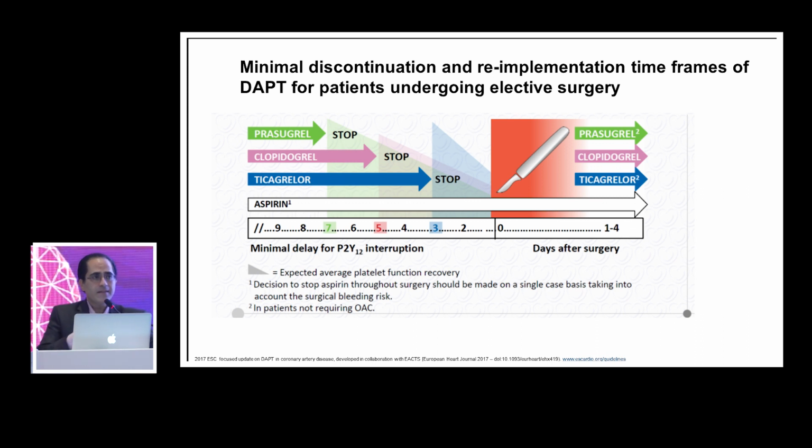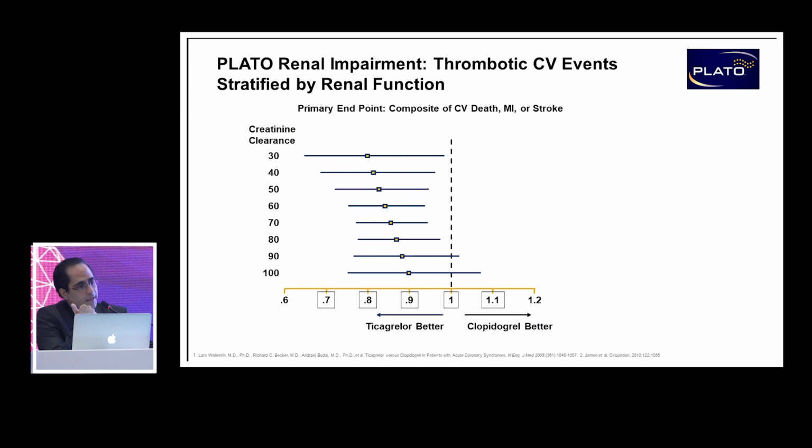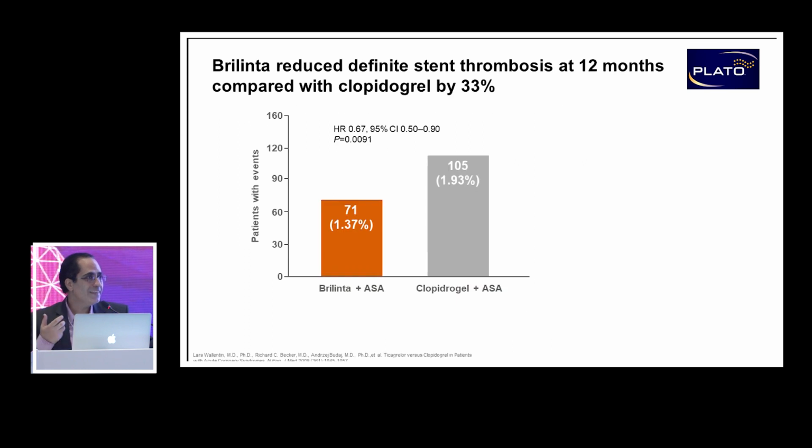And this slide is very important, it shows the difference between ticagrelor and clopidogrel in acute coronary syndrome patients with renal impairment. If you see, if we have a GFR almost 90, 180, there is no difference between ticagrelor and clopidogrel. But if we have worsening in the creatinine clearance and the GFR comes below 50, or 40 or 30, you see that it is better in the ticagrelor arm than in the clopidogrel arm.